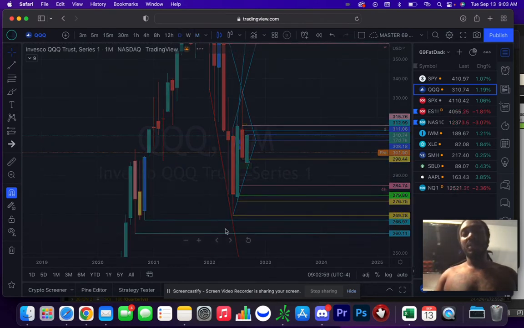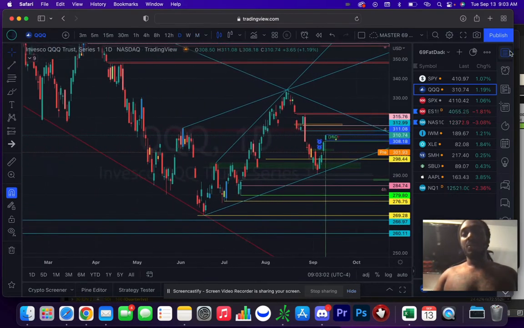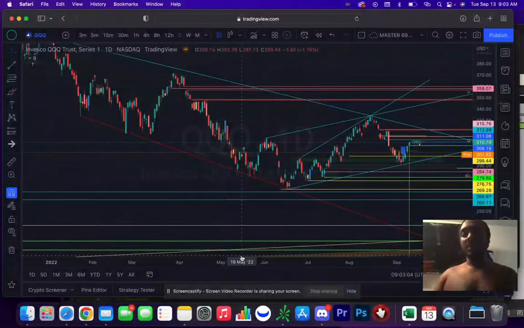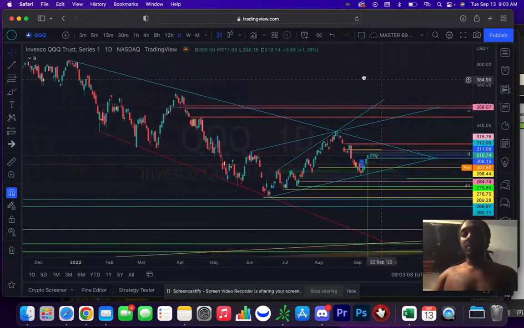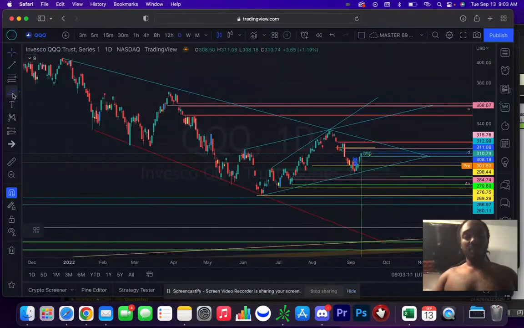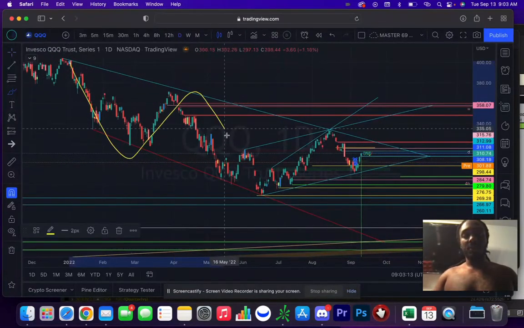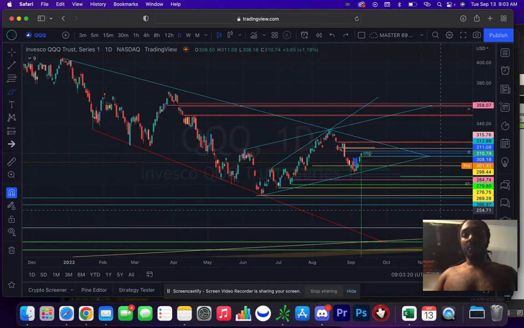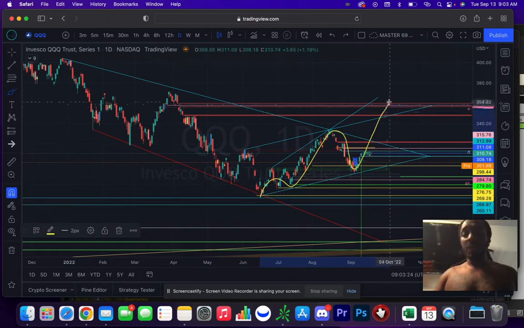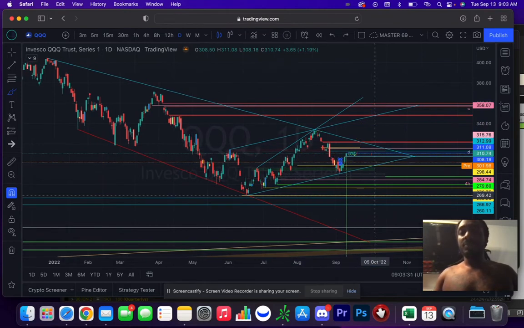So you still need to be careful because we are still just consolidating between channels and triangles and broadening formations. So the triangle here is just this big triangle where it's just been sitting in here. So then we get here and it needs to break up or down. The broadening formation that you got going on is this here, where it could just rip higher up here to the top of that broadening formation up here, or it could be ready to expand to the downside.